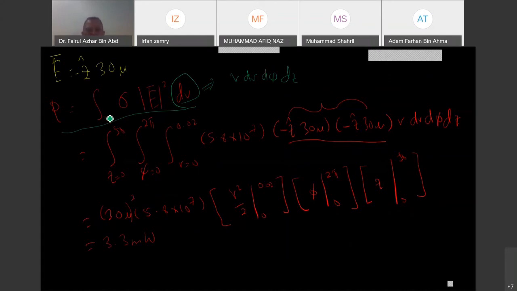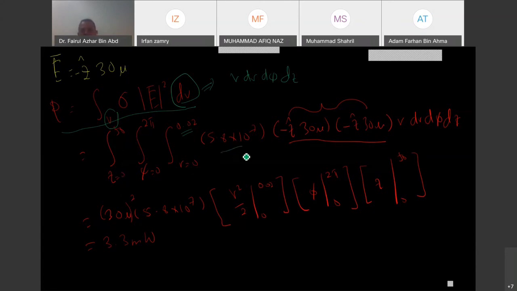So we need to perform volume integration, so it will involve a triple integration. r is from 0 until 2 cm, which represents the radius of the conductor. Phi is from 0 until 2 pi because we consider a full cylindrical shape, and z, which represents the length of the conductor, is from 0 until 50.